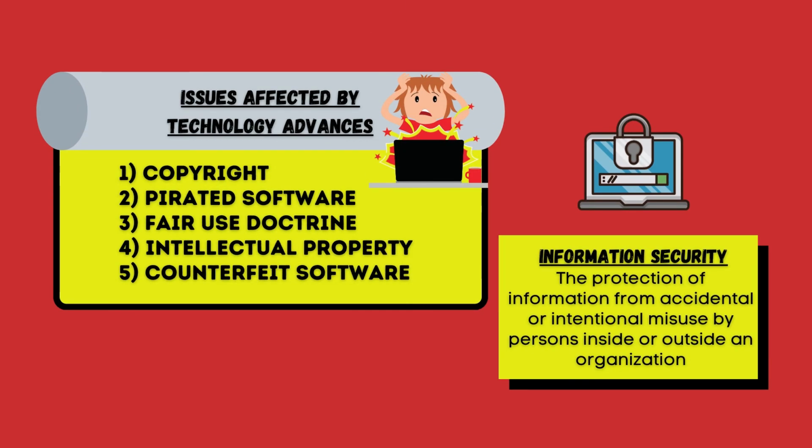Issues affected by technology advances. First, copyright. Second, pirated software. Third, fair use doctrine. Fourth, intellectual property. And fifth, counterfeit software. Information security is the protection of information from accidental or intentional misuse by persons inside or outside an organization.